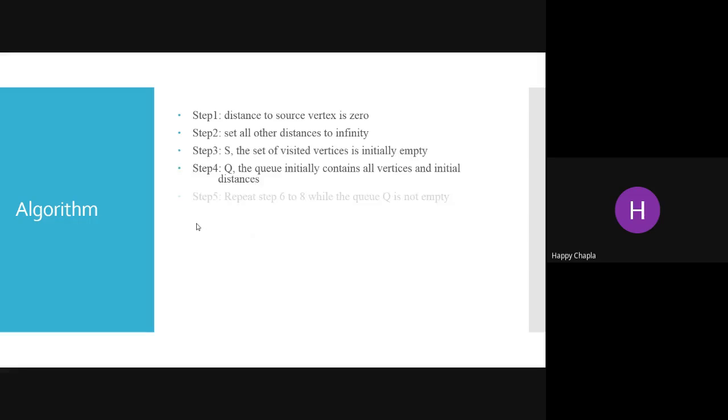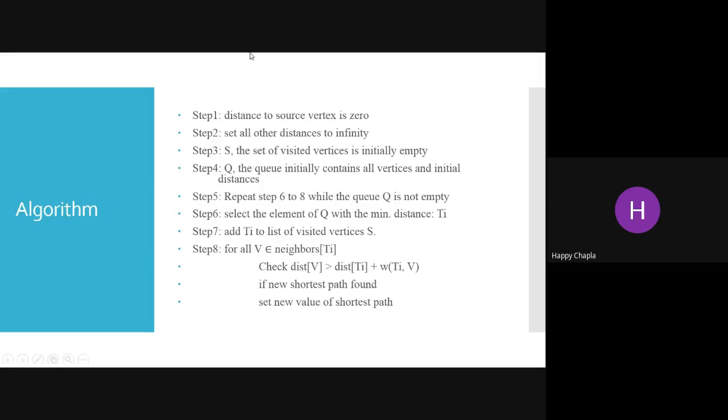Now, step number 1: the distance to your source vertex is equal to 0. Set all others equal to infinity. Yes, we had discussed this. Now, S, the set of visited vertices, is initially empty, so there is no value in that particular node. The next one is Q. Q initially contains all vertices and initial distances. That means from that node, which node I need to visit is initially available in my queue.